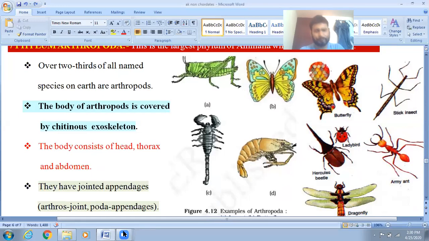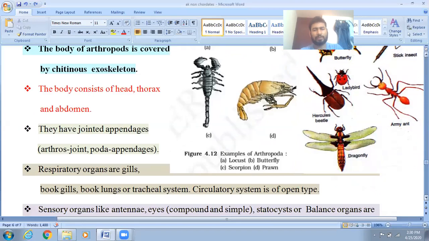The body consists of head, thorax, and abdomen, so their body is divided into three different regions. They have jointed appendages. I had already told this, because of the presence of jointed appendages, they are also known as arthropods.